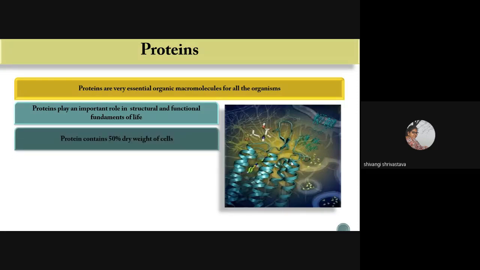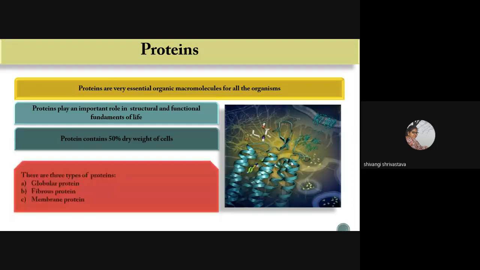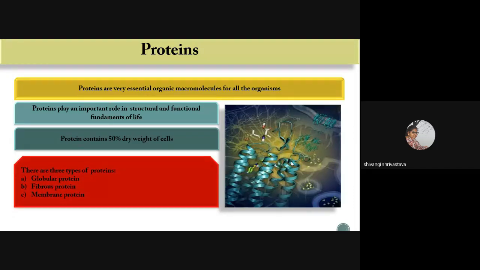Protein makes up 50% of the dry weight of cells. So scientists have divided proteins into three categories. First are globular proteins, which help in metabolic reactions. Fibrous proteins help to maintain our body structure and the elasticity in our muscles, and membrane proteins are used basically for cell-cell interaction in cell signaling.